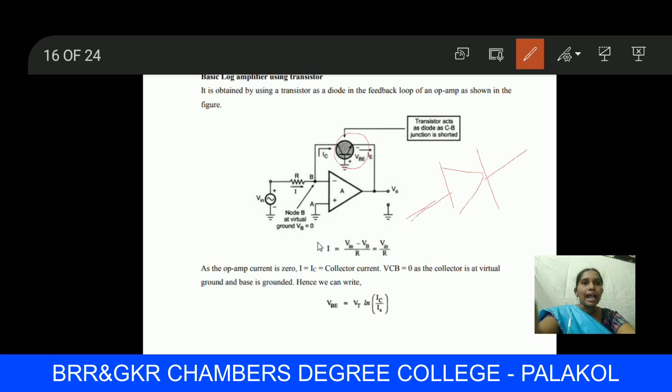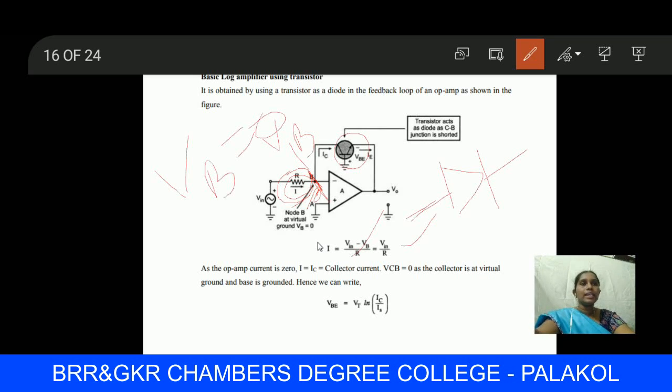Here the current I is the amount of current that flows at this node, the virtual ground node. This is the current flowing through this circuit. So the current I is equal to Vin minus VB divided by R, where this is VB. Now consider a virtual ground. Therefore VB is equal to 0, so I is equal to Vin by R.